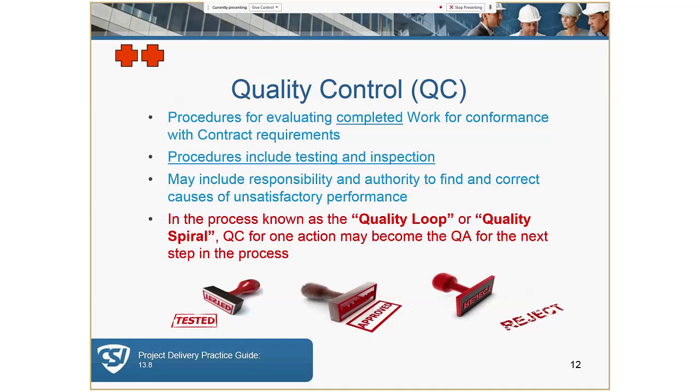The other concept you need to make sure you are aware of or have a good handle on is this process known as the quality loop or quality spiral. So what that means is that the quality control for one action may be the quality assurance for another. An example of that may be the concrete test results verifying strength of a concrete mix design might be the basis or standard for acceptance of that concrete in the future.